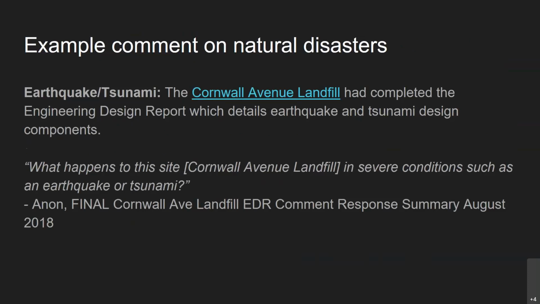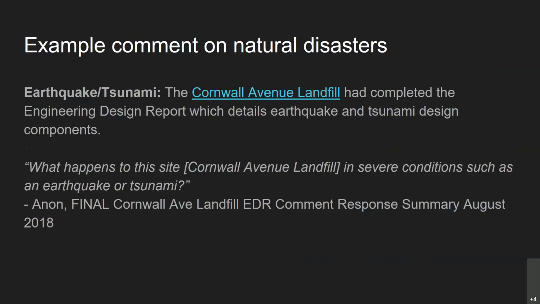So here's another example comment regarding natural disasters, more specifically earthquakes and tsunamis, and this was on the Cornwall Avenue landfill engineering design report. During the last meeting we mentioned that the engineering design report is typically not something that is open to public comments, but in this case there was such a huge public interest in it that a special case was made, so there were public comments on it.